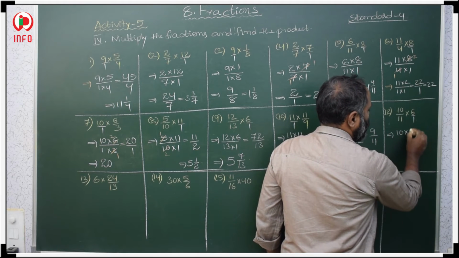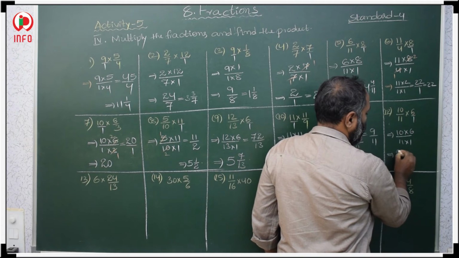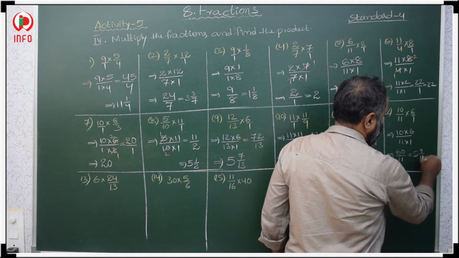Now 10 into 6 by 11 into 1. 10 6s are 60, 11 1s are 11. 11 5s are 55, 4 by 11.